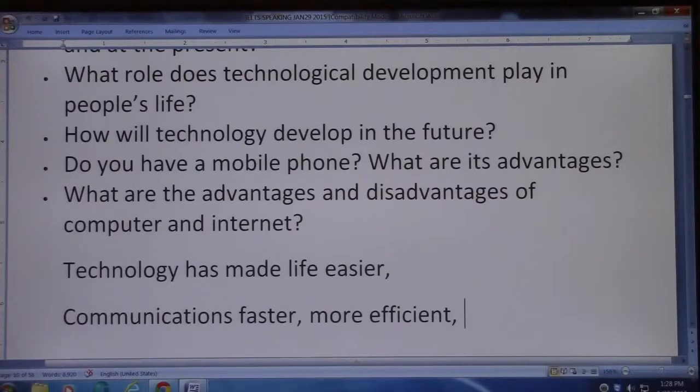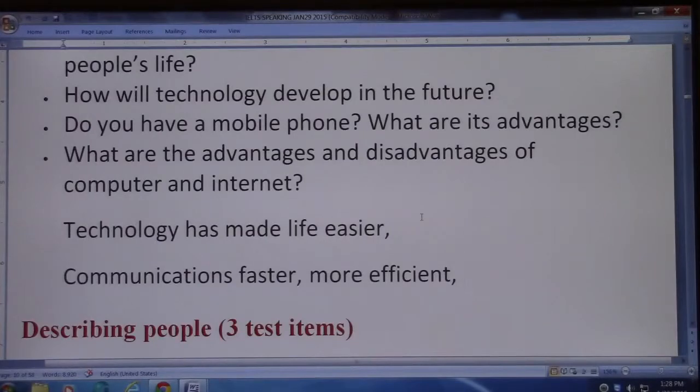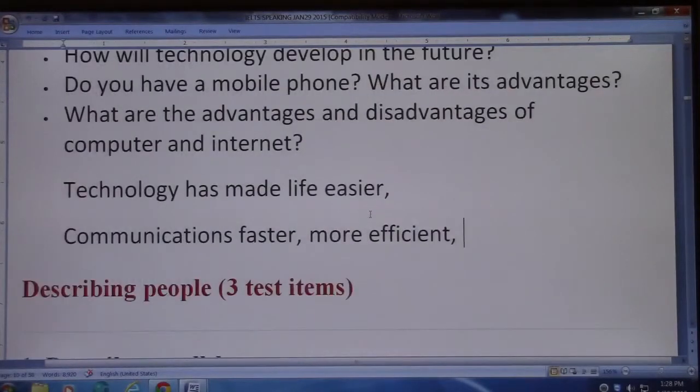Now, in the topic of technology, for example, we talk about all these things. The advantages and disadvantages of technology. What has technology done? Of course, it has a negative side as well. Some people would argue that technology has distanced people from each other. It goes on and on.